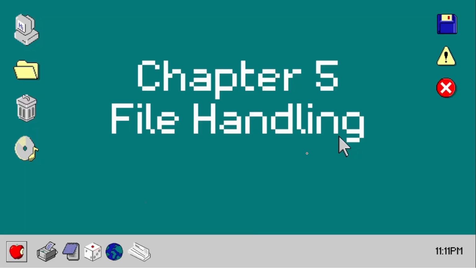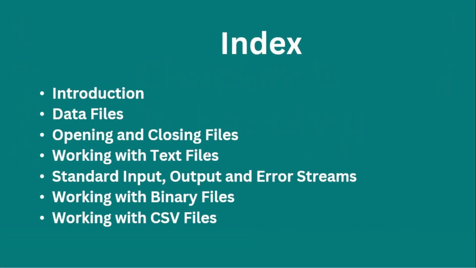So in this video we'll be looking at part 2 of chapter 5, file handling. In this part we'll be covering the last two topics, that is working with binary files and working with CSV files. So in the first part we have already covered these topics: introduction, data files, opening and closing files, working with text files, and standard input, output and error streams. Okay, so let's get started.